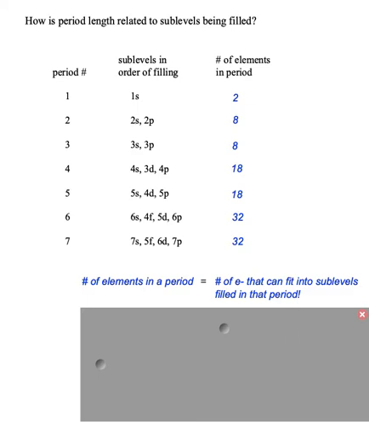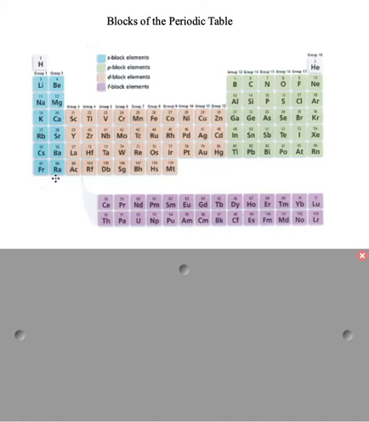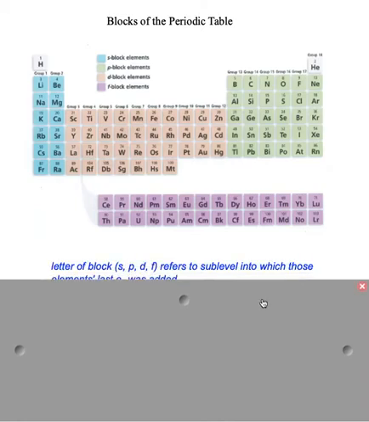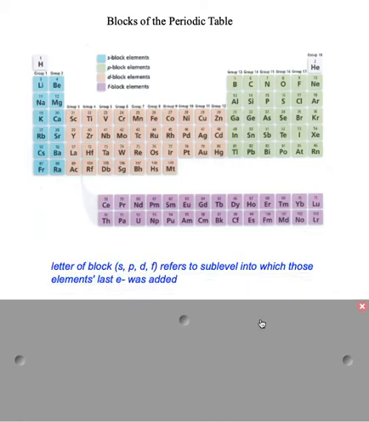As a result of this, we often see the periodic table divided into blocks, and here they are. Those elements in groups 1 and 2 in blue are called the s block elements. Those elements in groups 13 through 18 in green are referred to as the p block elements. Elements in groups 3 through 12 are referred to as the d block elements. And the lanthanide and actinide series of elements, which are called the rare earth elements, are called the f block elements. Where do the indications s, p, d, and f come from? Well, I hope you can see that the letter of the block refers to the sublevel into which that particular group of elements' last electron was added.